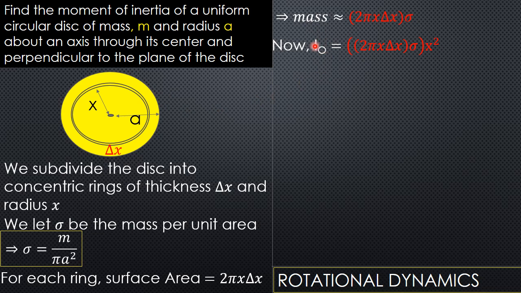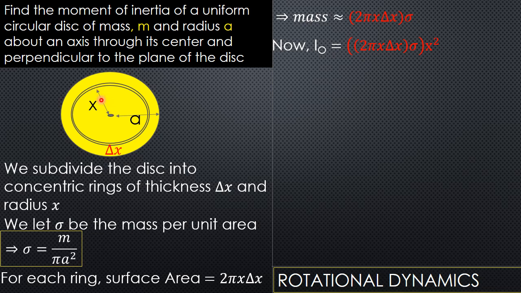So we are going to say that IO, which is the moment of inertia about the center, is going to be given as the mass times the distance squared. The distance is simply going to be the distance from the center of this disk to the radius of the ring. It is simply given as the mass of the ring times the distance from the center of that ring till it touches the surface of the first ring. That is going to be the moment of inertia of the first ring.